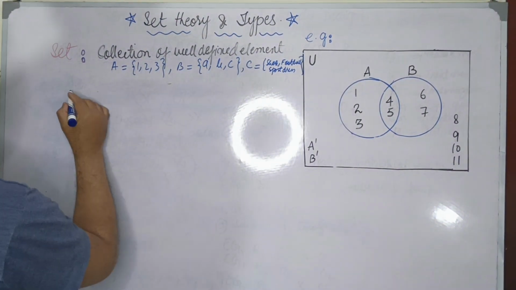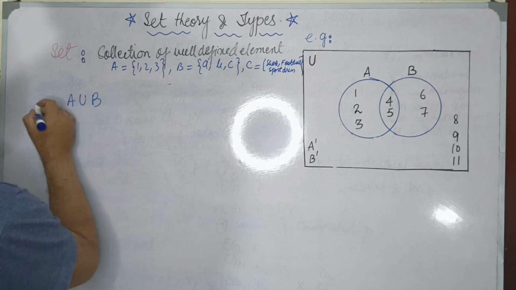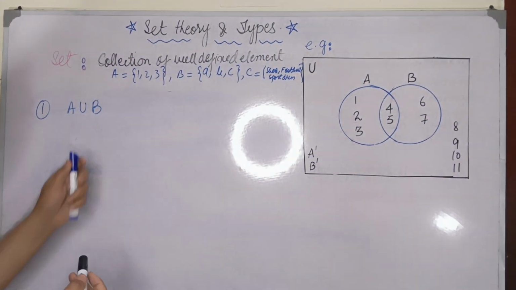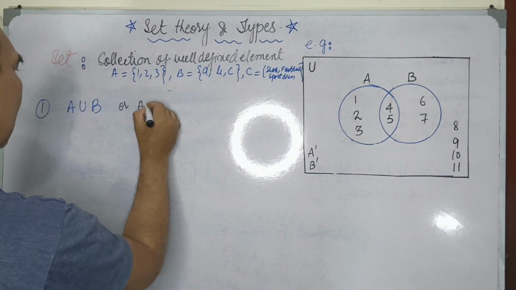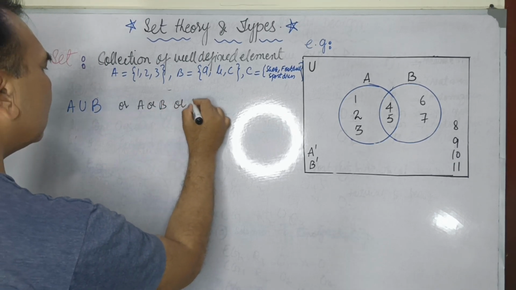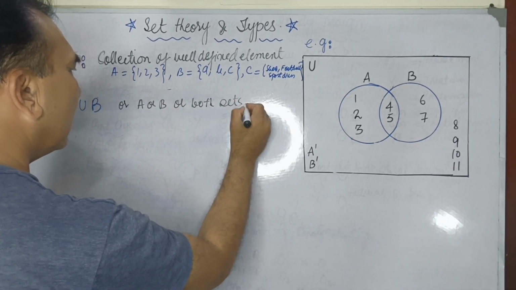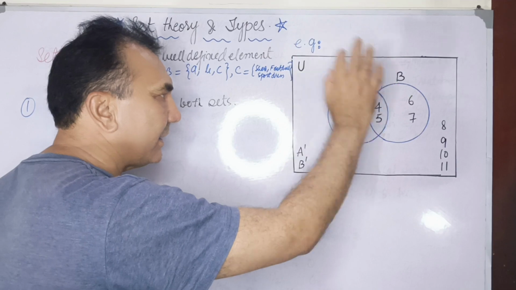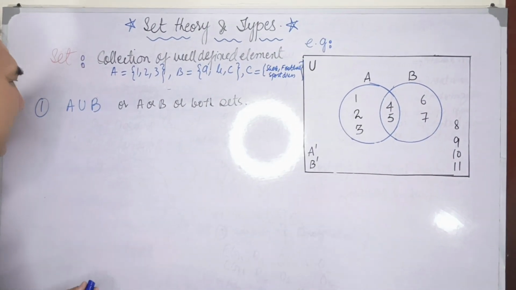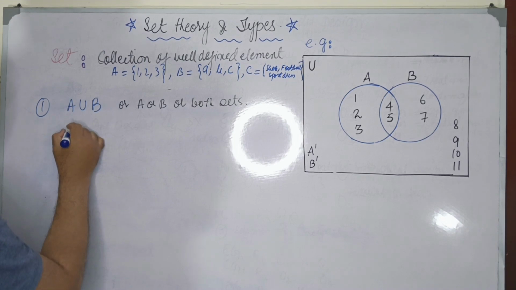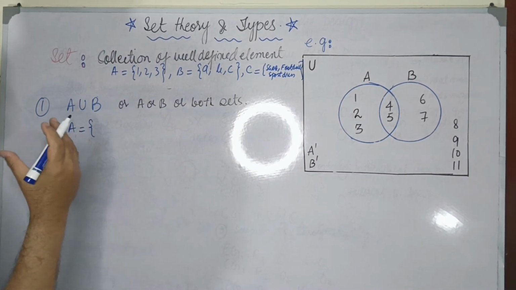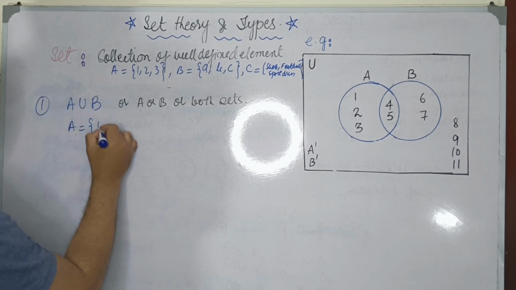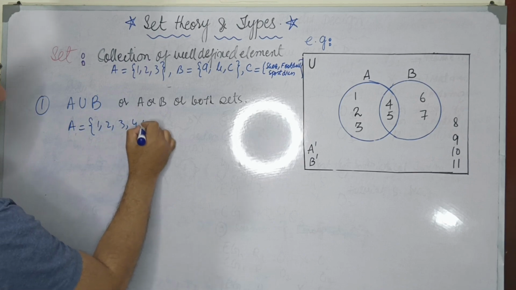Now, A union B, or you can say A or B. What elements are present in set A and set B, we will write down in the union of A and B. First of all, I will write down what are the elements of set A and set B. The elements of set A are 1, 2, 3, 4 and 5.